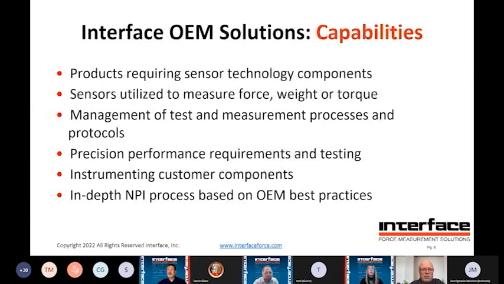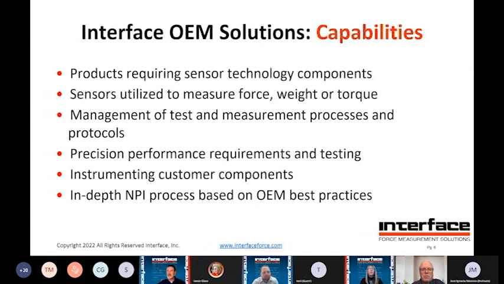I mentioned earlier the instrumenting of customer components. If you don't have the room to actually insert a load cell into your application, then we're more than capable of taking a component that's in line and transducerizing that, basically instrumenting strain gauges to the component and turning it into an active component or a feedback sensor for you in your application.